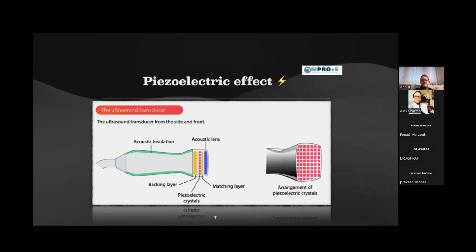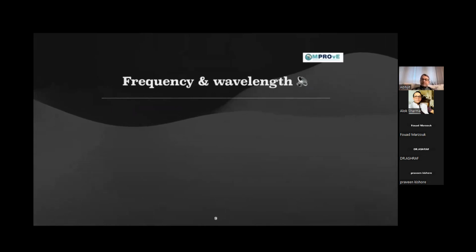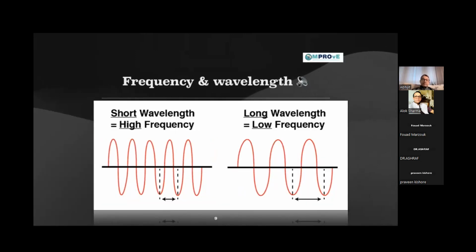So this is how the ultrasound transducer looks. It's quite boring, so I'll not spend too much time on this, but you can see the arrangement of the piezoelectric crystals, which transmit the ultrasound waves and receive the ultrasound waves as reflected by the body. Frequency and wavelength: this is very important to understand from the perspective of what kind of probe we choose depending on the area of interest we are scanning. This is the 101 of the waves.